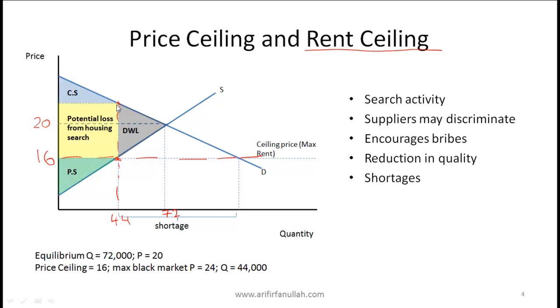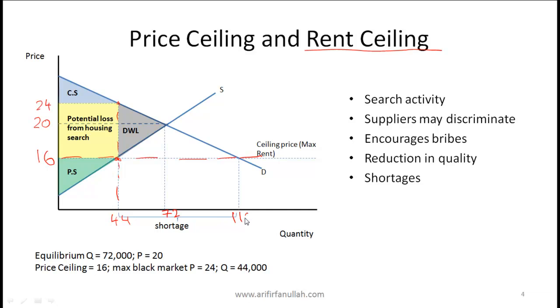So the issue is that we have a very limited number of units, 44 in this case. People are willing to pay a lot more than what the ceiling has been set at. And the other point is, at a price of 16, what's the demand? The demand is way higher. So the demand is up here. Let's say that this is 110. So we have created a huge shortage.